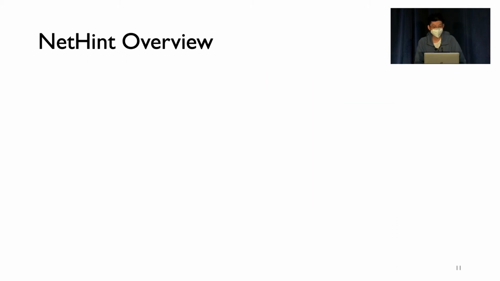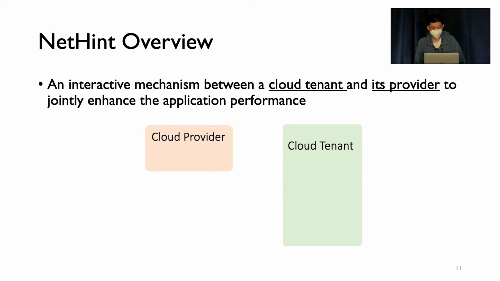To address those problems, we propose NetHint. NetHint is an interactive mechanism between a cloud tenant and its provider to jointly enhance application performance. Contrary to the naive white box approach to directly expose accurate information, the key idea of NetHint is to only provide a hint, which is an indirect indication of the underlying network characteristics.